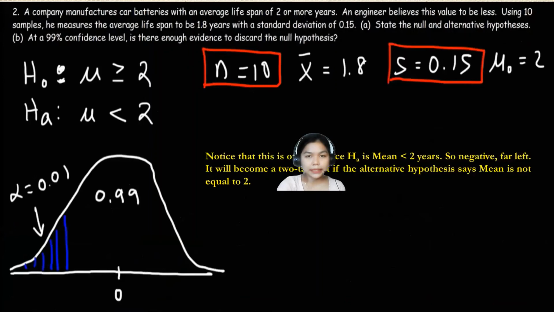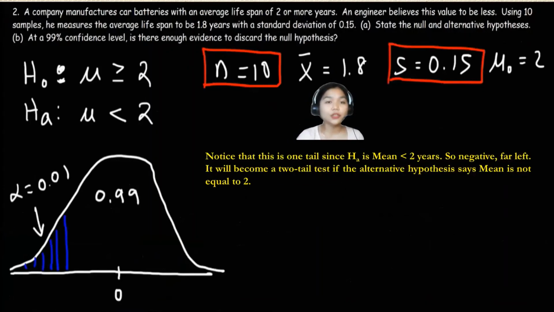Another example is here. A company manufactures car batteries with an average lifespan of 2 or more years. An engineer believes this value to be less. It's not true for that engineer; it won't last 2 years or more. So he used 10 samples and measured the average lifespan to be only 1.8 years with a standard deviation of 0.15. So we need to state the null and alternative hypothesis. And at 99% confidence level, is there enough evidence to discard the null hypothesis?